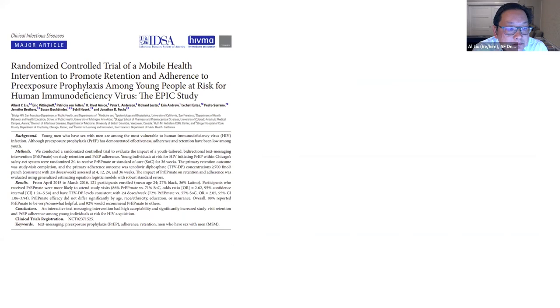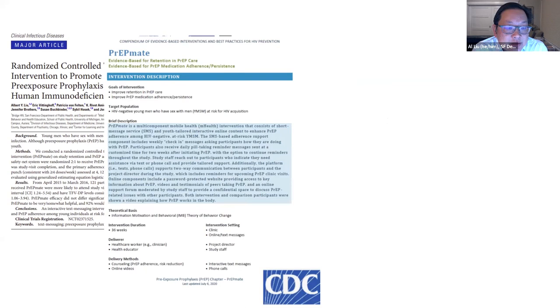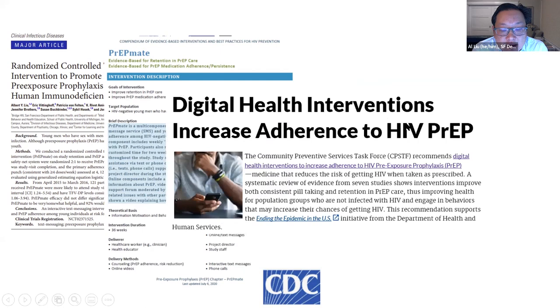This is the original publication in Clinical Infectious Diseases. CDC did identify PrEP-mate as one of the evidence-based strategies to support both retention and PrEP care, as well as PrEP medication adherence and persistence. And very recently, just earlier this month, based on a systematic review, the Community Preventive Services Task Force came out with a recommendation for digital health interventions, including PrEP-mate, to increase adherence to HIV pre-exposure prophylaxis. And they said that this recommendation is supporting the Ending the HIV Epidemic in the US initiative.